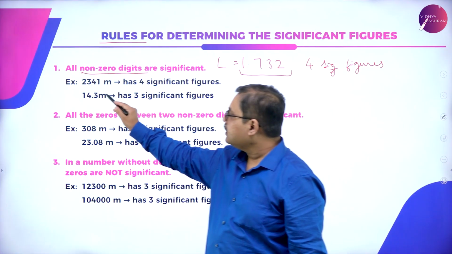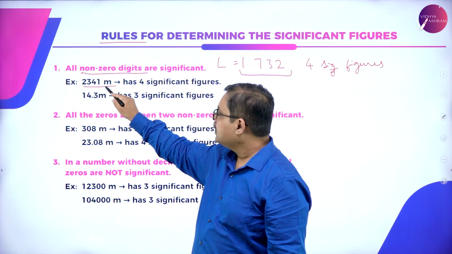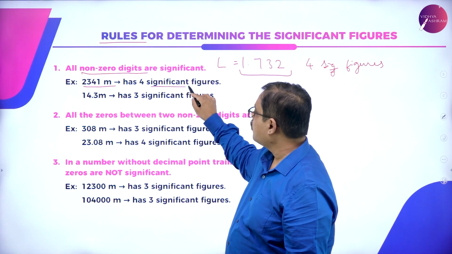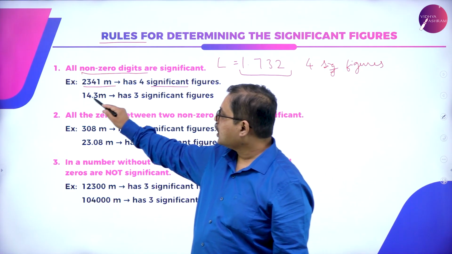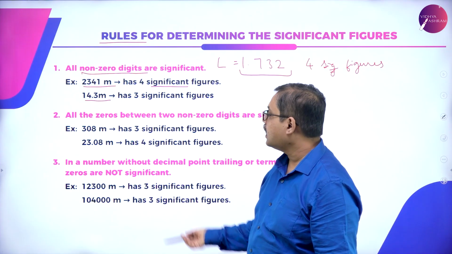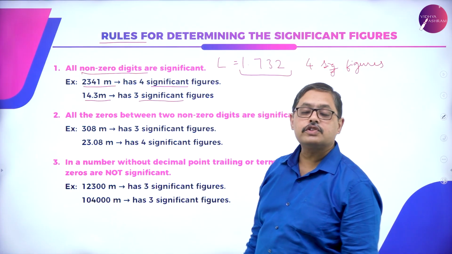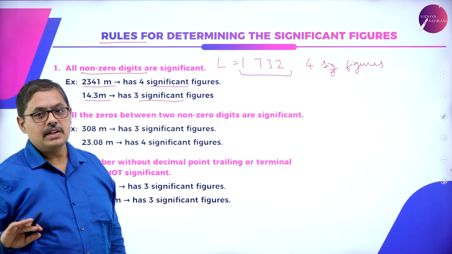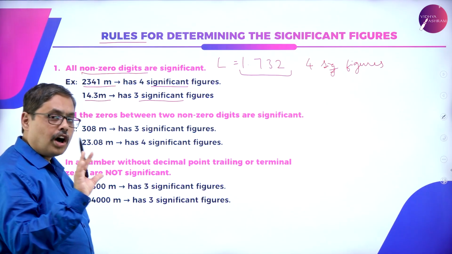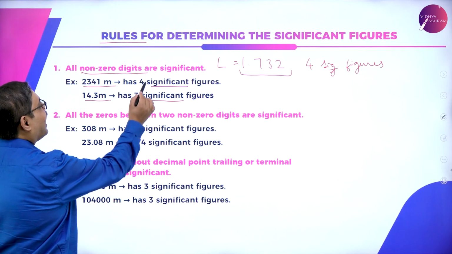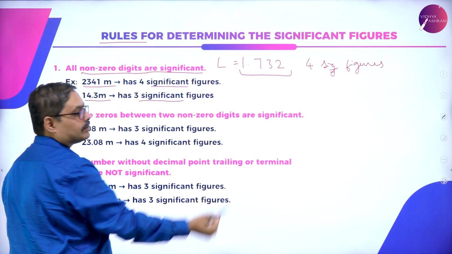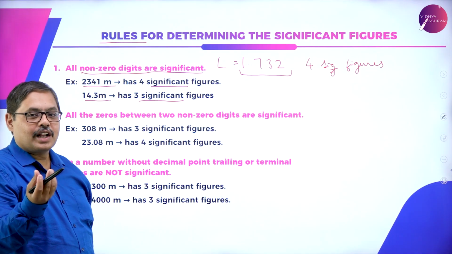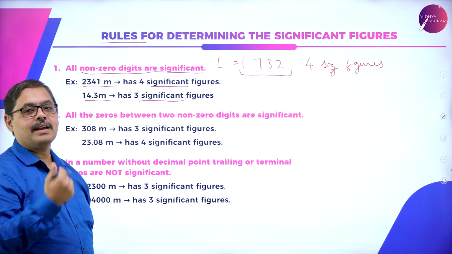Similarly, in this example, 2341 meter, there is no zero in this. So all the numbers are significant, 4 significant figures. 14.3 meter is a measurement. There are 3 significant figures, no zeros. Whenever a measured value does not have any zeros, it simply means that all the digits in that measured value are significant, which means that something comes into the picture when a 0 digit comes in a measured value.